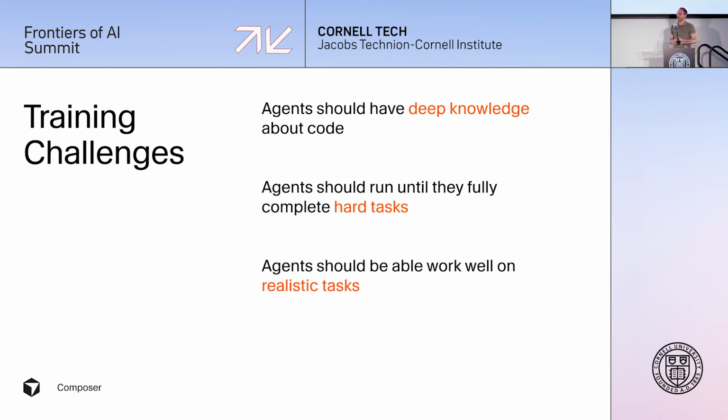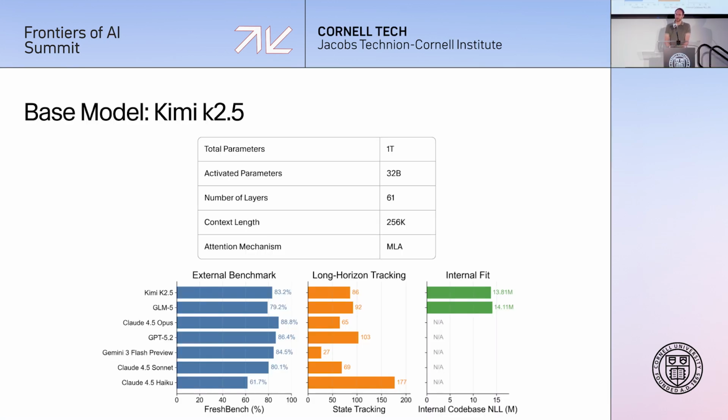So let's talk about these three areas. First, knowledge. How do we get a model that starts very strong at coding and make it even stronger for the tasks we're interested in building models for? So the way we do this in practice is we start with a very strong base model. There are many good open source models available now that you can begin with.